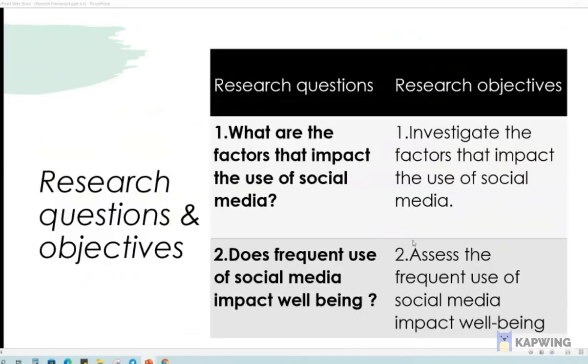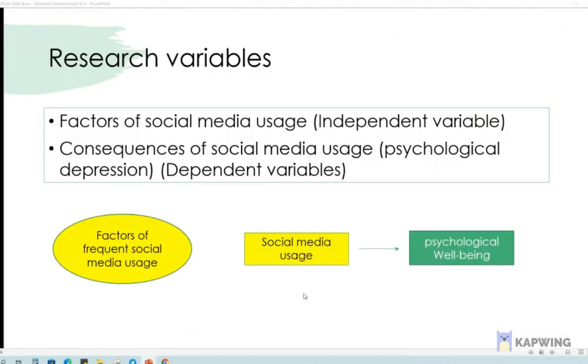Based on the research problem, the research questions are: what are the factors that impact the usage of social media, and whether social media usage will impact individual well-being or not, right? So based on that, you have a basic idea, from your research title, research problem, objective and question, that there are factors that will impact social media usage, right? And then, due to social media usage, how does it impact psychological well-being?